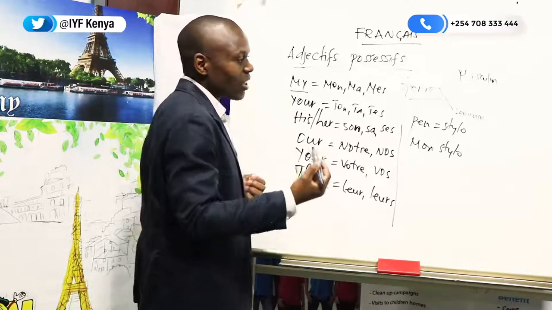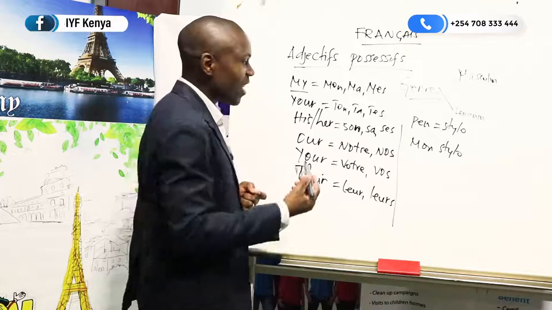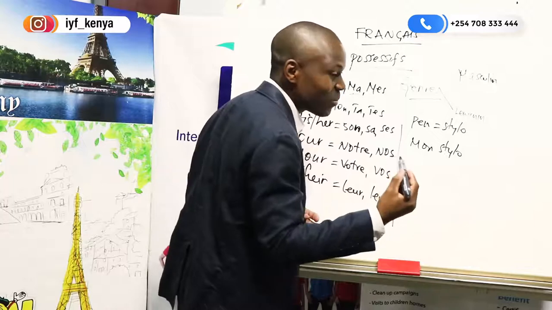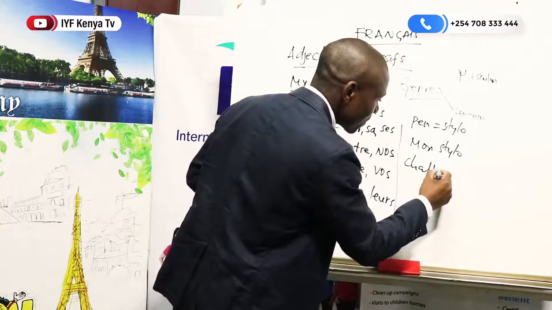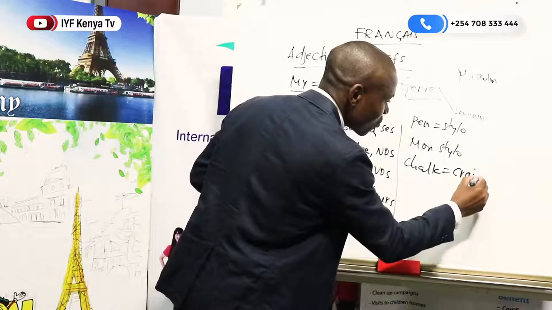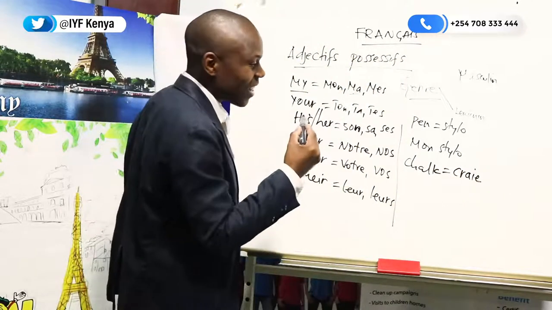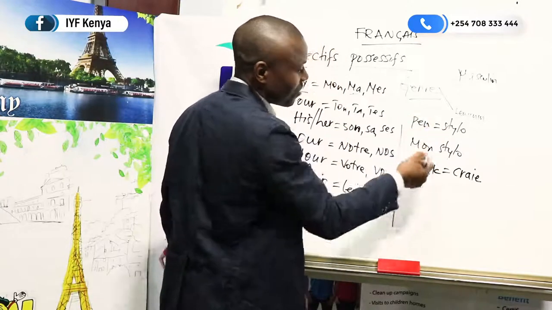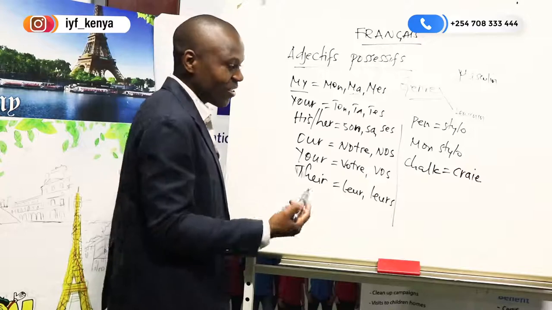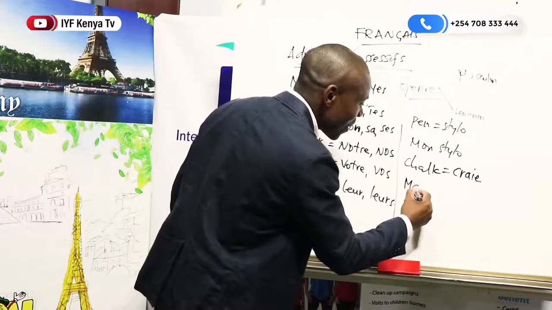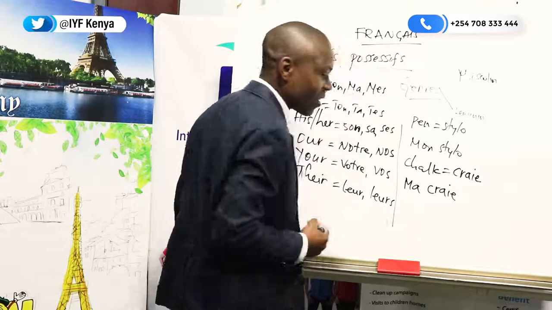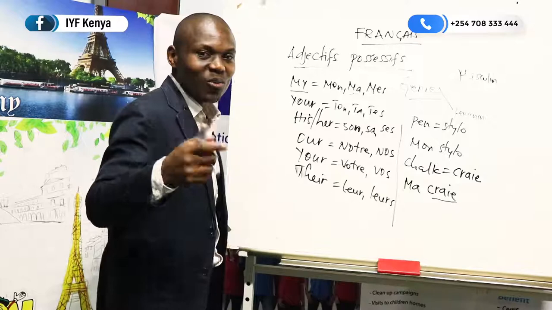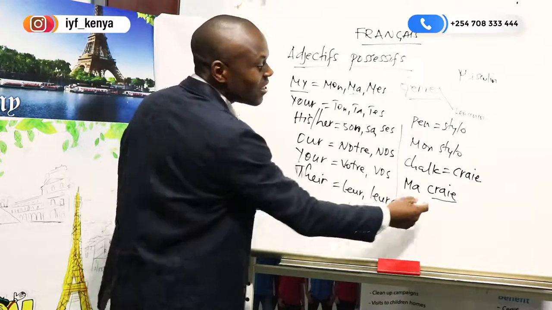So let me give you a feminine word now. For example, crayon. We have the word crayon, which means chalk. This word crayon, chalk, is a feminine word. So if you mean, for example, my chalk, that's just an example, you will say ma cray, like this one. Why? Because it is this word cray that is in feminine form. It is not the object, that thing, no. It is this noun, this word.